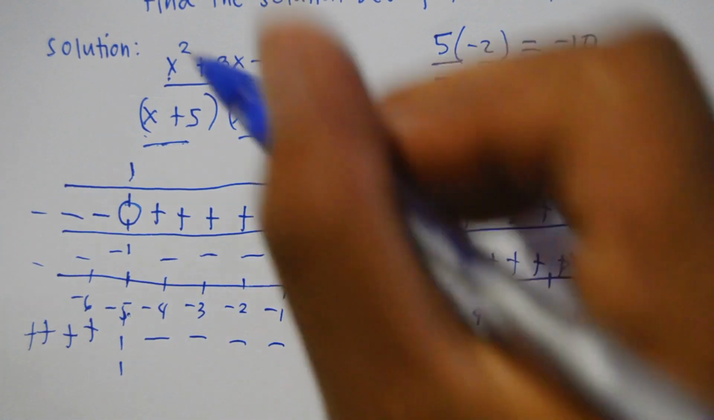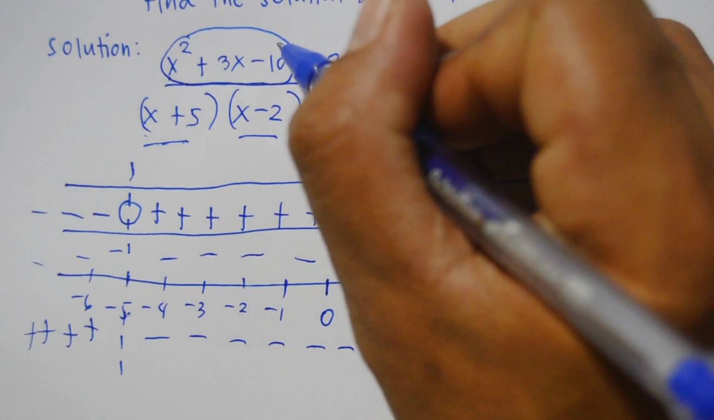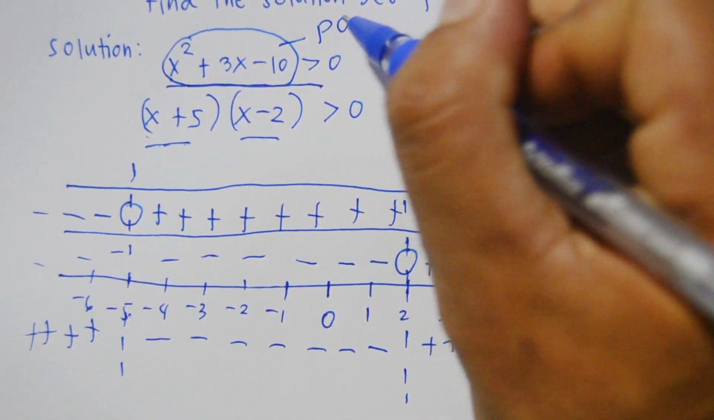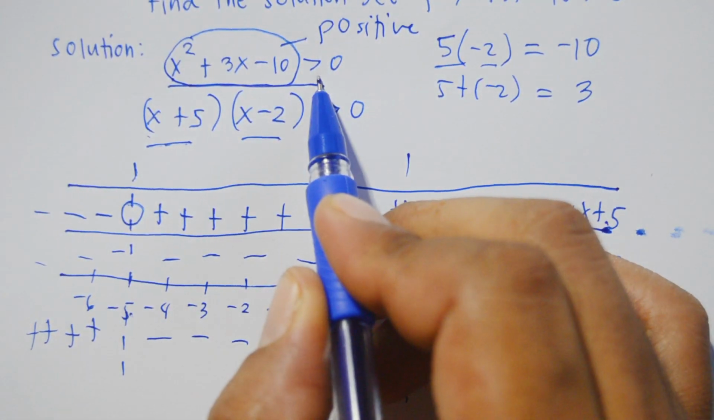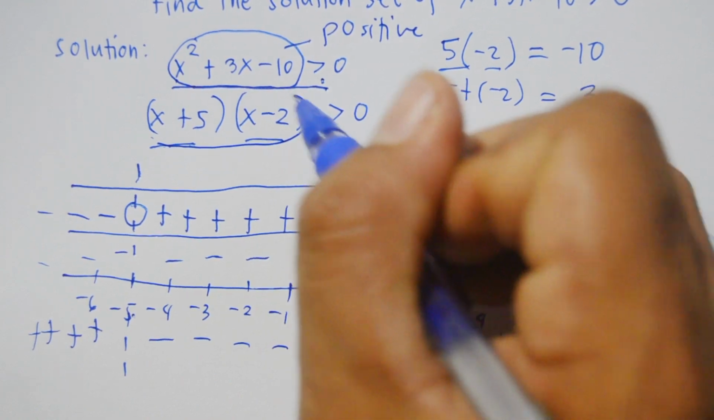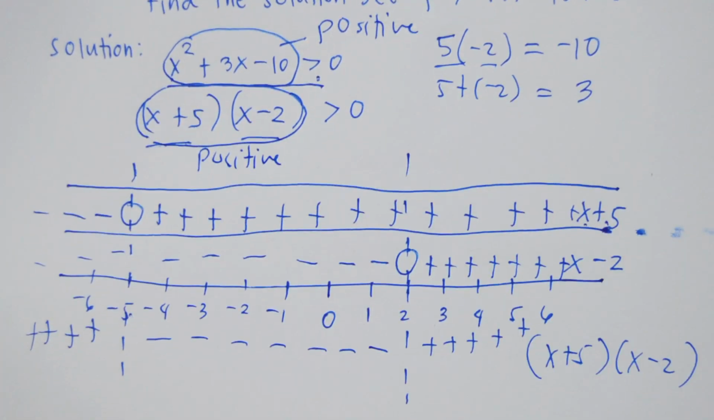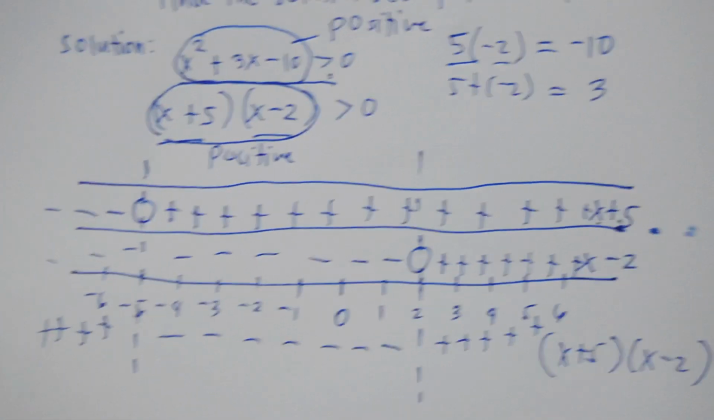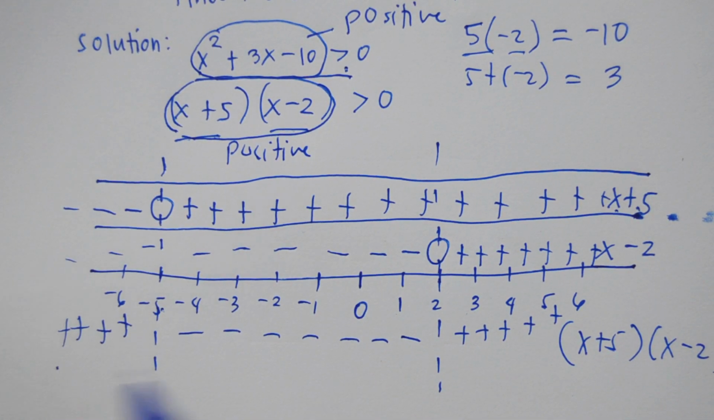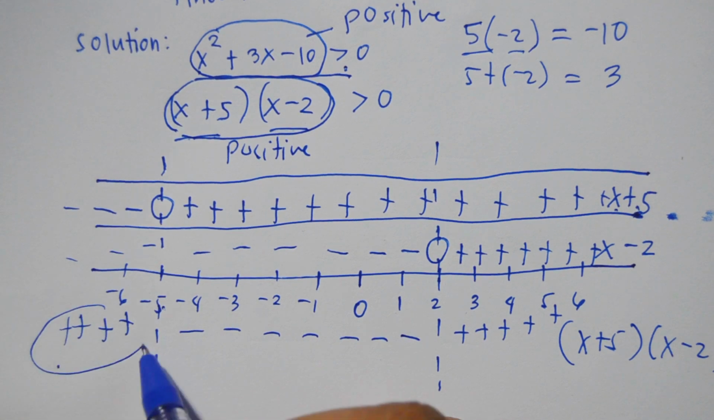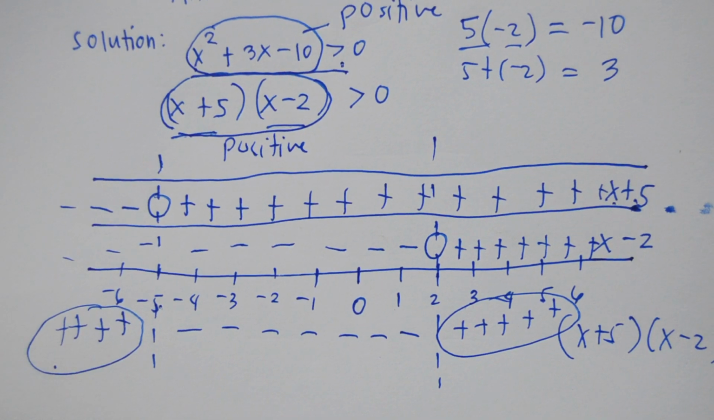Take note that it is greater than 0, meaning x squared plus 3x minus 10 should be positive, because all positive numbers are greater than 0. If you multiply these two factors, the product should also be positive to make the statement true. So what we are looking for in our table of signs should be positive. So this area here and this area here.